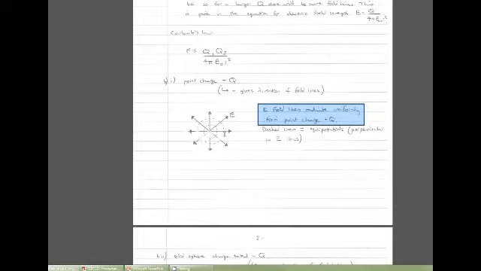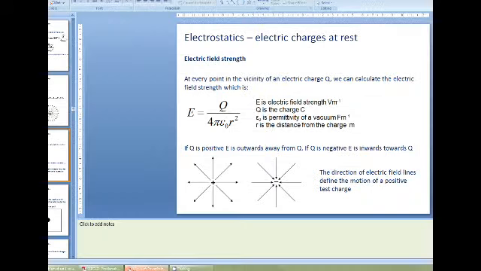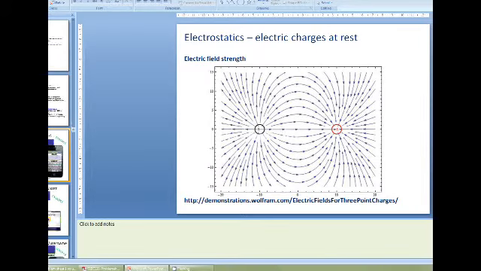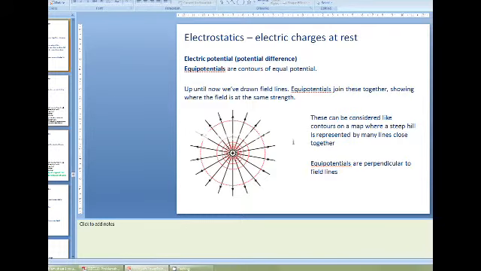Now we need to do the equipotentials. Equipotentials are a bit later on in the lecture notes. They are these things. Equipotential lines show contours of equal potential. So along this dashed line, the electric field strength is the same. And that's essentially what we need to do in our answer.